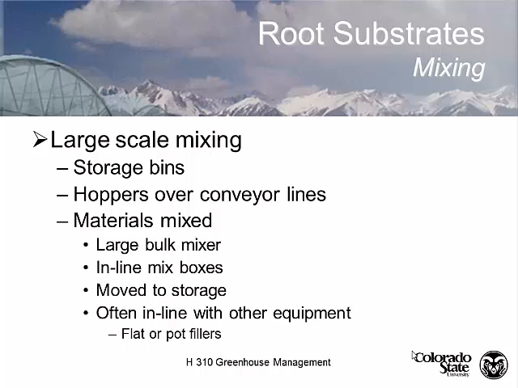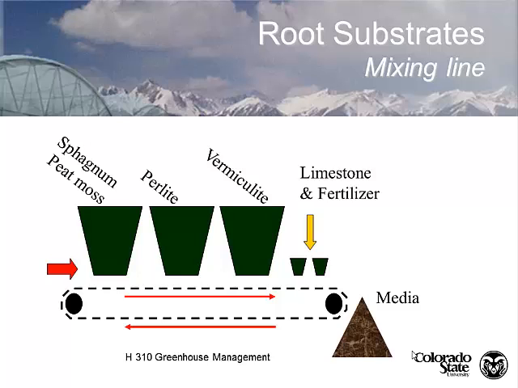Large scale mixing requires inline equipment, storage bins, bulk mixers, inline mix boxes to blend the chemicals. You're going to have equipment to move it, and often you're going to need flat fillers and potting machines and such as that. So here's my attempt at a graphic of a mixing line where you have your sphagnum peat moss hopper, perlite, vermiculite, one or the other or both, and we control the mixing by the belt speed. Then you have your limestone and fertilizer chemicals, and then the end result is your mix.